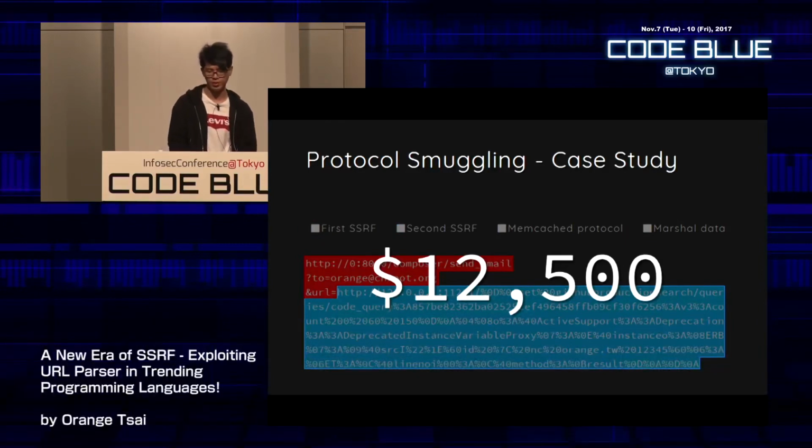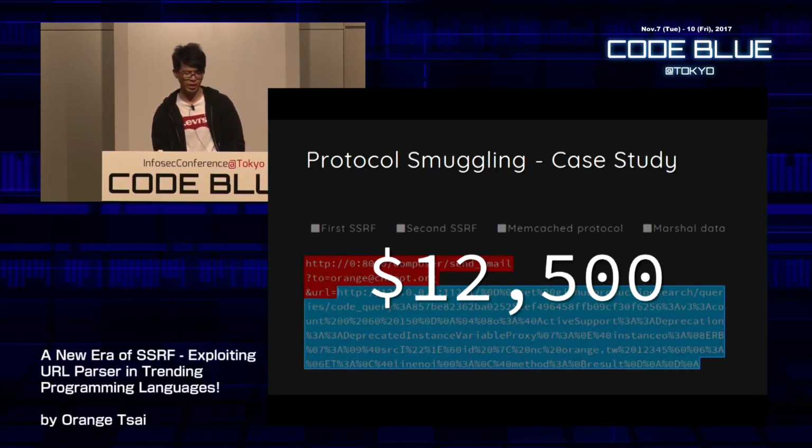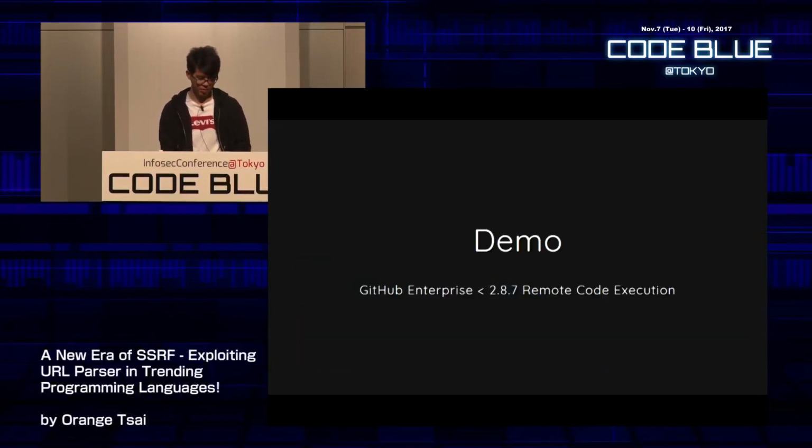In this case, I was awarded $12,500 US from GitHub. I think this is a very practical case about the SSRF execution chain and protocol smuggling in the world. Okay, let's watch the demo video, remote code execution on GitHub Enterprise.